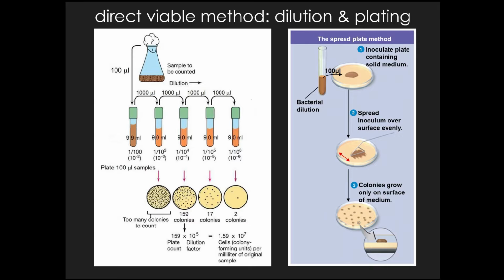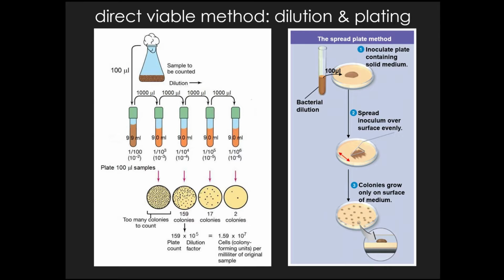159 times 10 to the 5 colony forming units per mil in that original culture. So in that culture, at that period of time, there were 159 times 10 to the 5 cells per mil of culture, 15,900,000 cells per mil. So you can imagine you would never have been able to count that, but you can count a dilution of that.